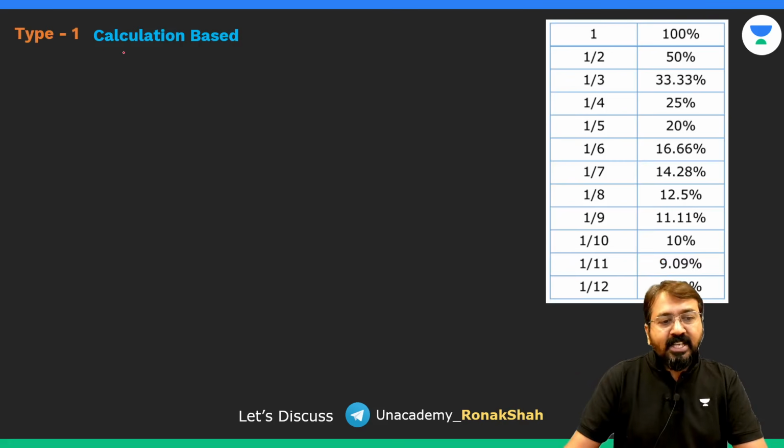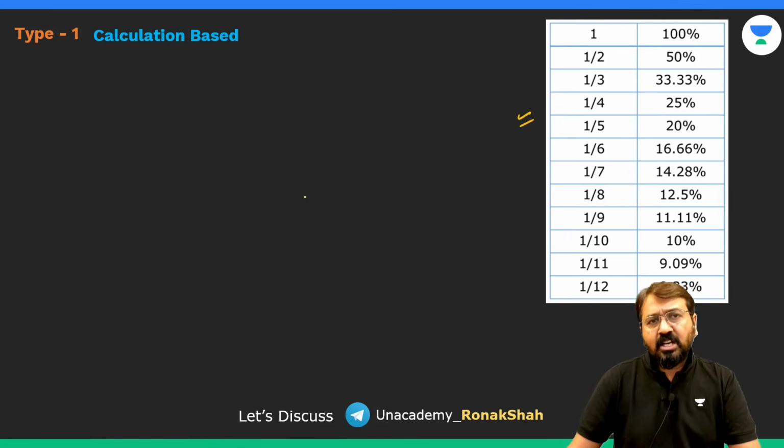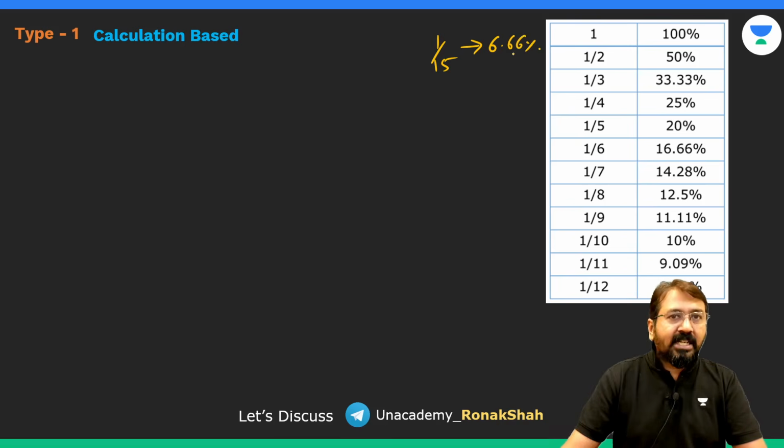So the first variety, as I mentioned, is calculation based percentage questions. For that, you are requested to remember this table, which I'm sure all of you would have remembered, but just take a quick glance and make sure that you remember all these values till at least 1 by 12. In fact, if it comes to say something like 1 by 15, you should be able to quickly make out that it should be 6.66%, something like that, right?